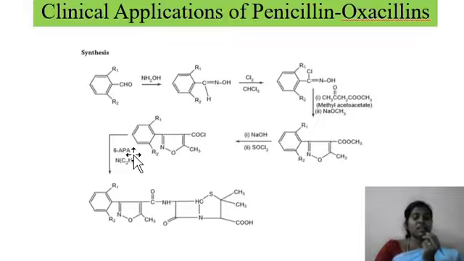The 6-APA is nothing but 6-amino penicillanic acid. So it creates a bond between this penicillanic acid and this acid chloride. So simple HCl is being eliminated and you'll be getting the oxazolin product.